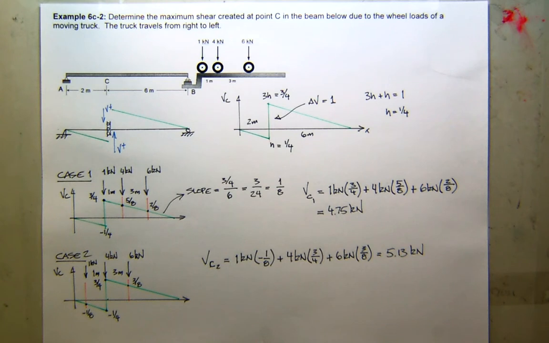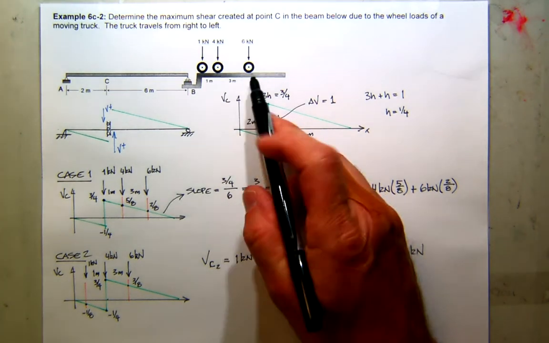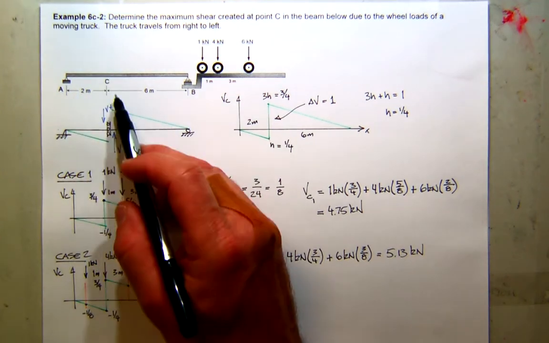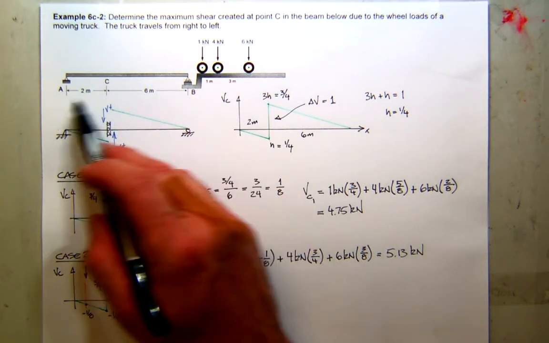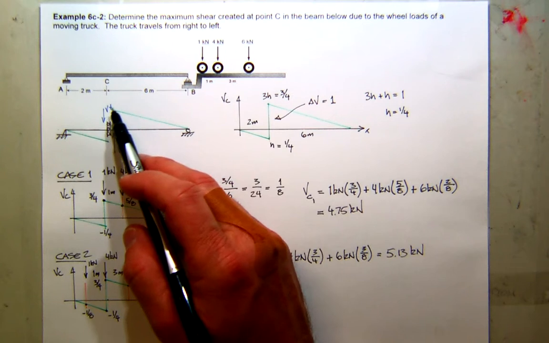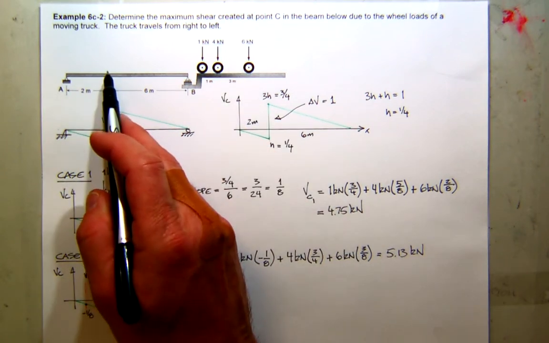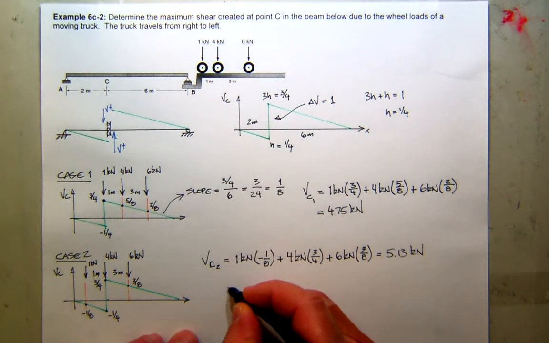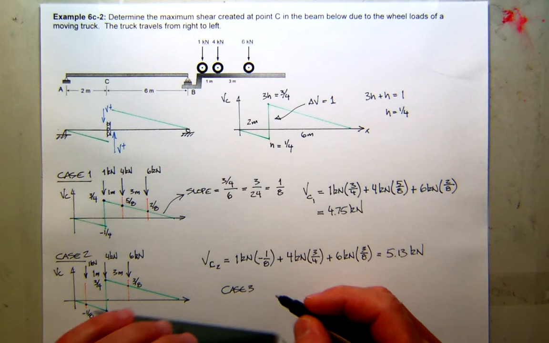Right? You can imagine a situation where a vehicle is driving across and all but the last load, and remember, it's pretty short. It's only 2 meters. It's a pretty short little structure. Right? So if the last load is sitting here at C, the front two are off, so they won't count. So I'll try to squeeze it in here for you. Case 3.